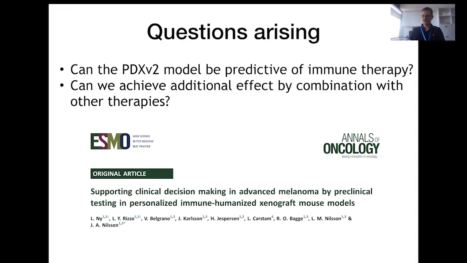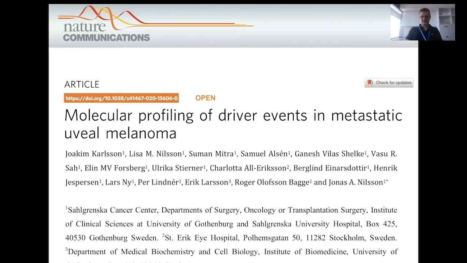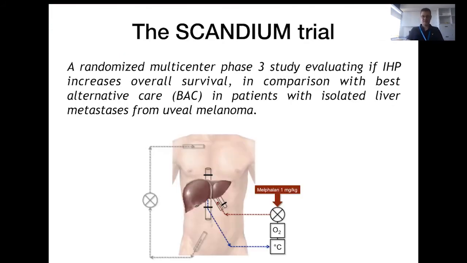But of course, this model has primarily been used in skin melanoma. And what about uveal melanoma? To do that, we needed biopsies, and we recently published this year the molecular profiling of metastatic uveal melanoma biopsies that we obtained from the SCANDIUM trial, which is a randomized multicenter phase 3 study, which evaluates if perfusion treatment can increase overall survival in comparison with best alternative care in patients with isolated liver metastasis from uveal melanoma.